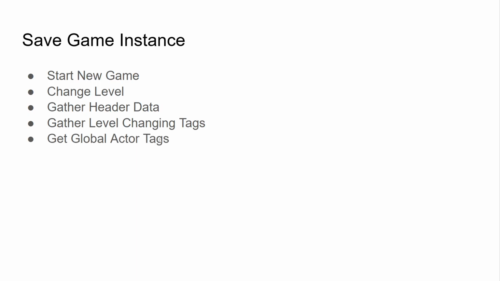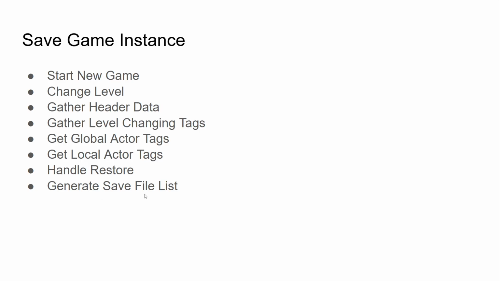Get global actor tags: this is what calls the player controller, and then the player controller calls the party system to receive all the tags for the player characters and the items that the player characters are carrying. Get local actor tags: I think it finds all the map managers and stuff like that. And the handle restore function.